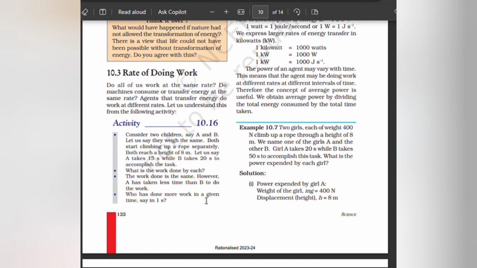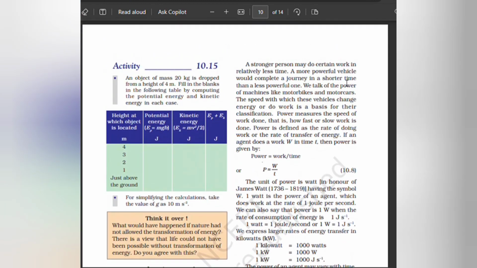Who has done more work in the given time, say 1 second? A stronger person may do certain work in relatively less time. A more powerful vehicle would complete a journey in a shorter time than a less powerful one. We talk of the power of machines like motorbikes and motorcars. The speed with which the vehicles change energy to do work is the basis of their classification. Power measures the speed of work done, that is, how fast or slow work is done.